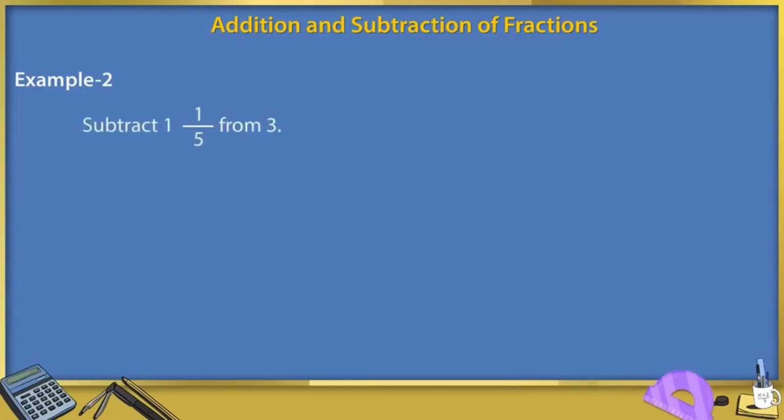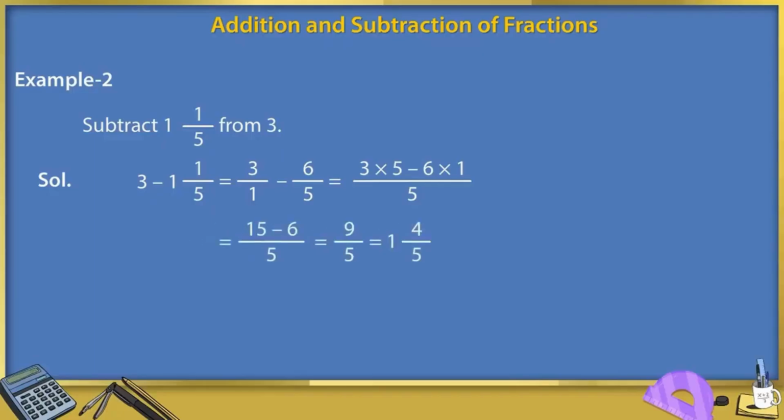Example 2. Subtract 1 1 by 5 from 3. Solution. 3 minus 1 1 by 5 is equal to 3 by 1 minus 6 by 5, which is equal to 3 into 5 minus 6 into 1 by 5, which is equal to 15 minus 6 by 5 is equal to 9 by 5, which is equal to 1 4 by 5.